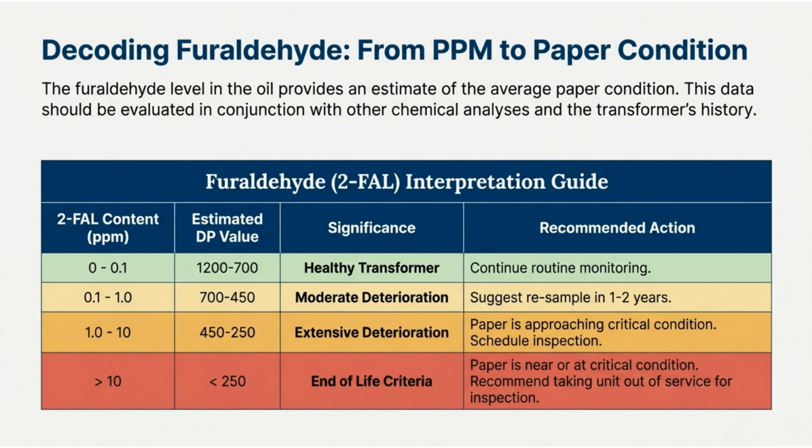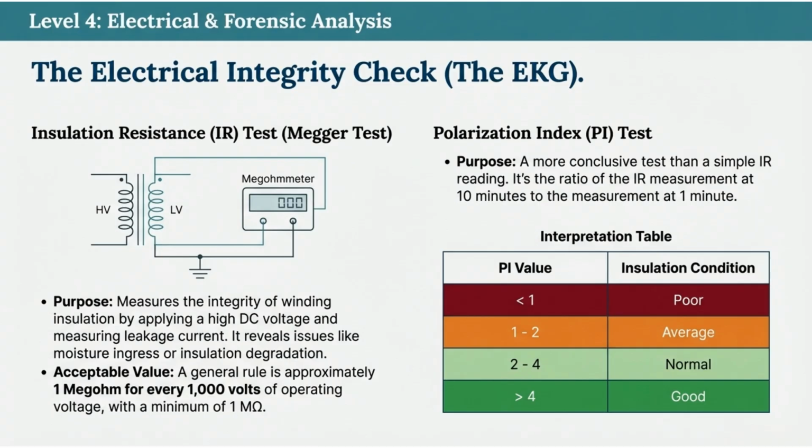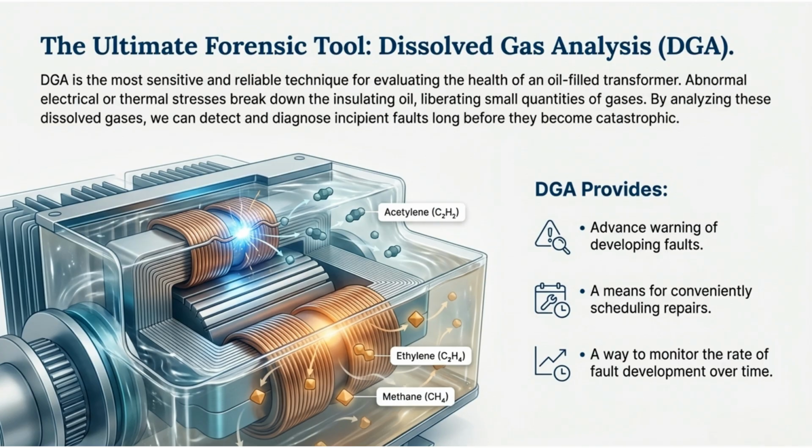Levels above 10 ppm indicate paper is near or at critical condition, signaling the unit should be taken out of service for inspection. Level 4 is electrical and forensic analysis, starting with the insulation resistance test. The Polarization Index Test, PI, offers a more conclusive measure of insulation condition, comparing readings at 10 minutes to 1 minute. Dissolved gas analysis, DGA, is the ultimate forensic tool.